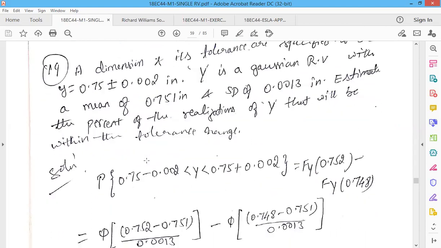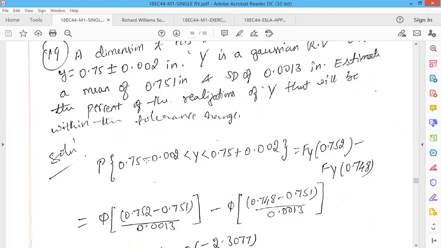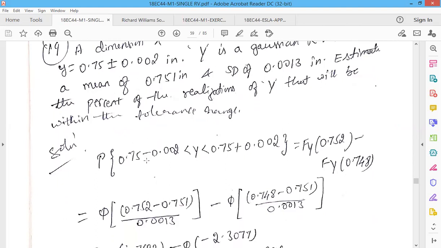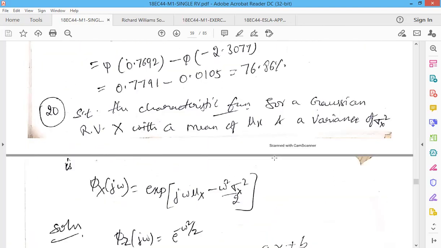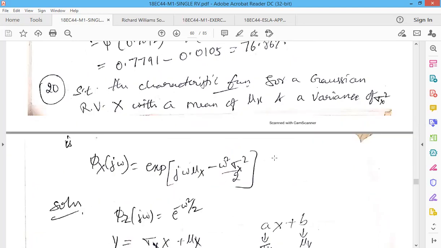I think this one we have solved in the last class, right? Whatever the dimension is given, add and subtract so that you will get the minimum to maximum range of the dimension. It is the same method. This has been solved in the last class. Next we'll take up the next problem, the 70th problem.